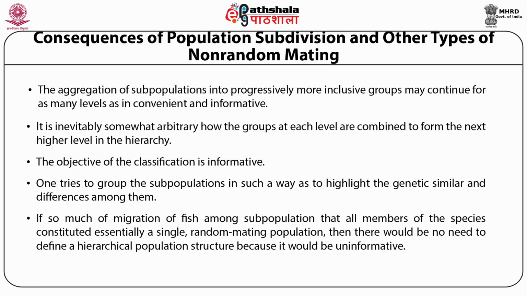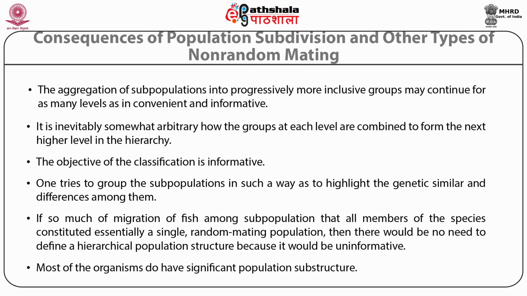If there was so much migration of fish among subpopulations that all members of the species constituted essentially a single random mating population, then there would be no need to define a hierarchical population structure because it would be uninformative. Most organisms do have significant population substructure.